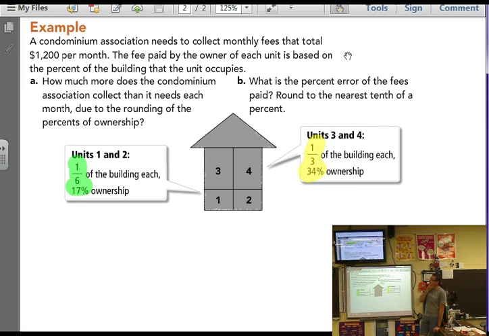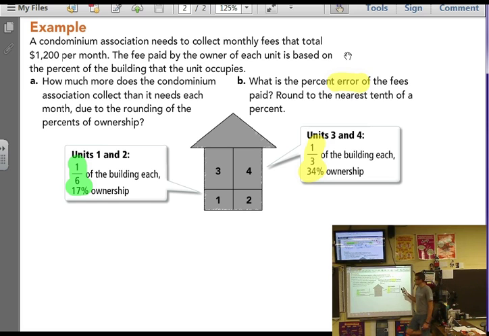So it asks us how much more does the condo association collect than it needs to each month due to the rounding of the percents of ownership. So what is the percent error then they ask us in these fees? So we'll calculate how much extra they collect, and then we will calculate the error.